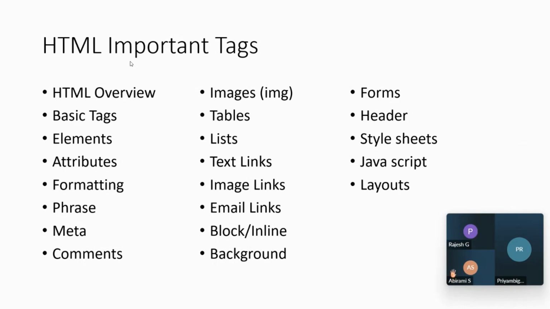Image tags are basically the img tag, used to bring images into HTML. Tables are very important, directly pointing to layouts. Layouts use precisely the tables. Tables are the most used in HTML to make sure that layouts are properly aligned and properly given.